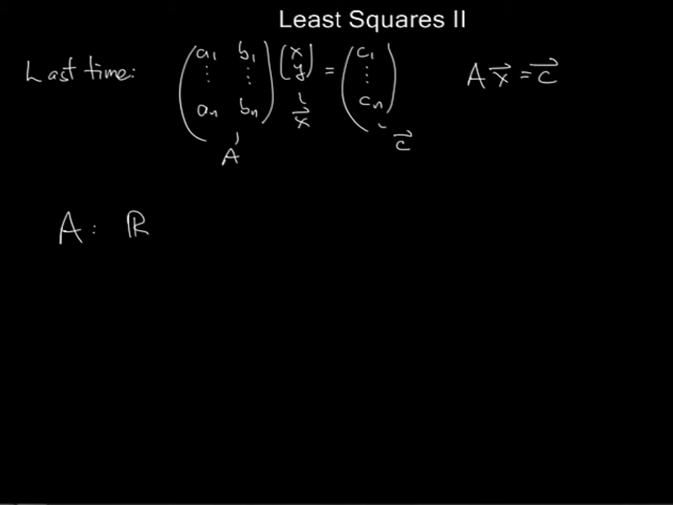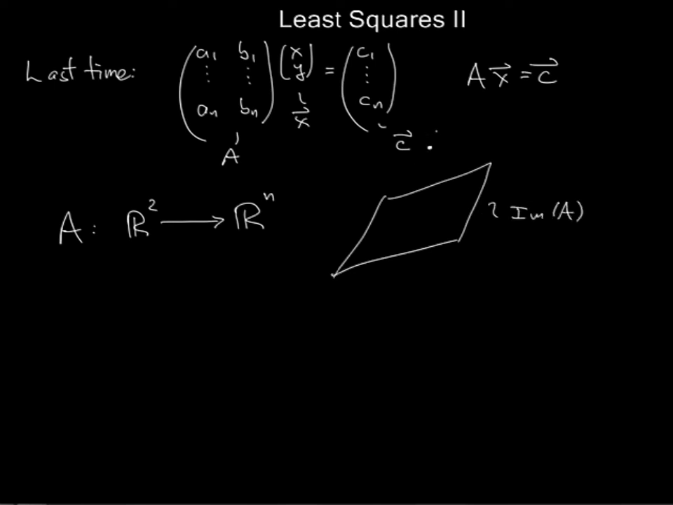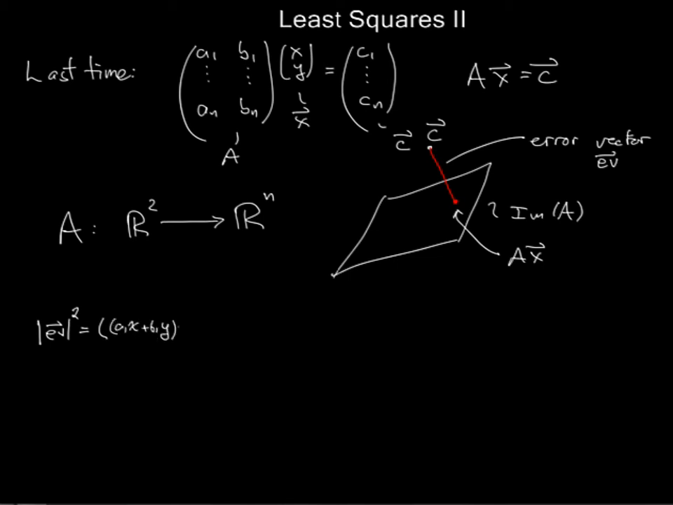And maybe we can solve it, maybe we can't, but in any event, A is a map from R2 into Rn, and the picture is the image of A is a plane inside Rn, and this vector c is some point, and if it's not on the plane, what you try and do is find the closest point in the plane to c, and that's this Ax, and the error, of course, is the length of this error vector, and its squared length is this number (a1 x + b1 y - c1) squared, up to and so on, (an x + bn y - cn) squared, and that's the least squares measurement. That's what you're trying to minimize.